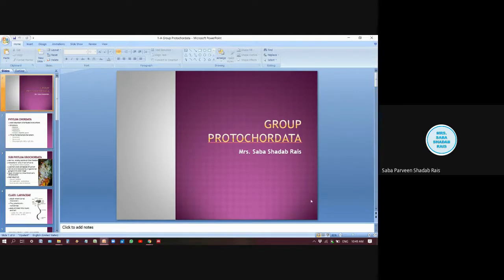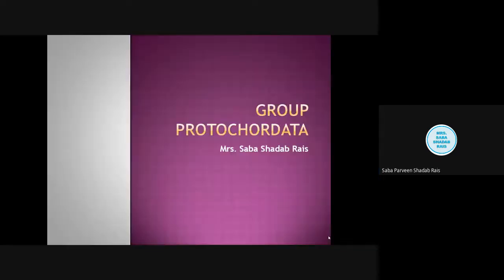Let us start. First we will be talking about group number 1, the first. In general we will be talking about the chordates. Now see, when we talk about the chordates, these are the most abundant animals and they are bilateral.